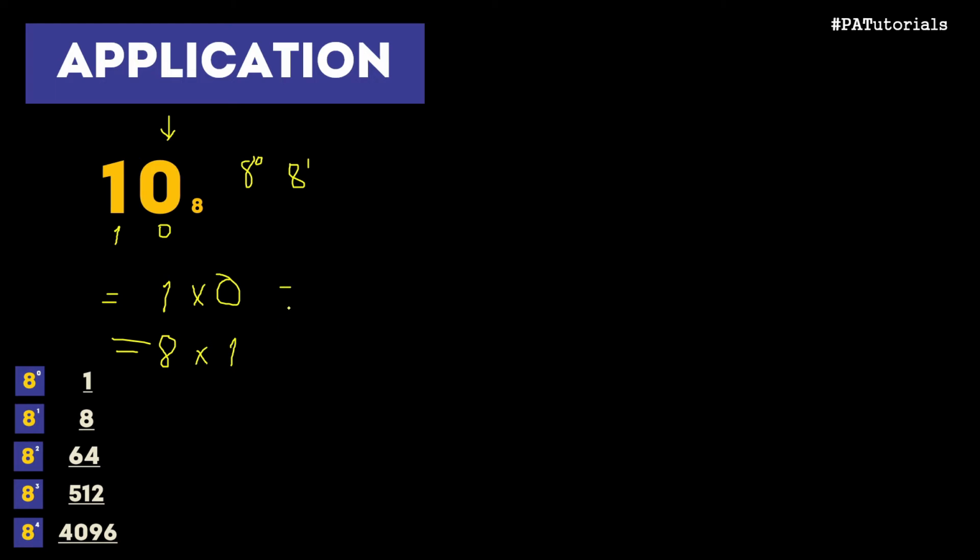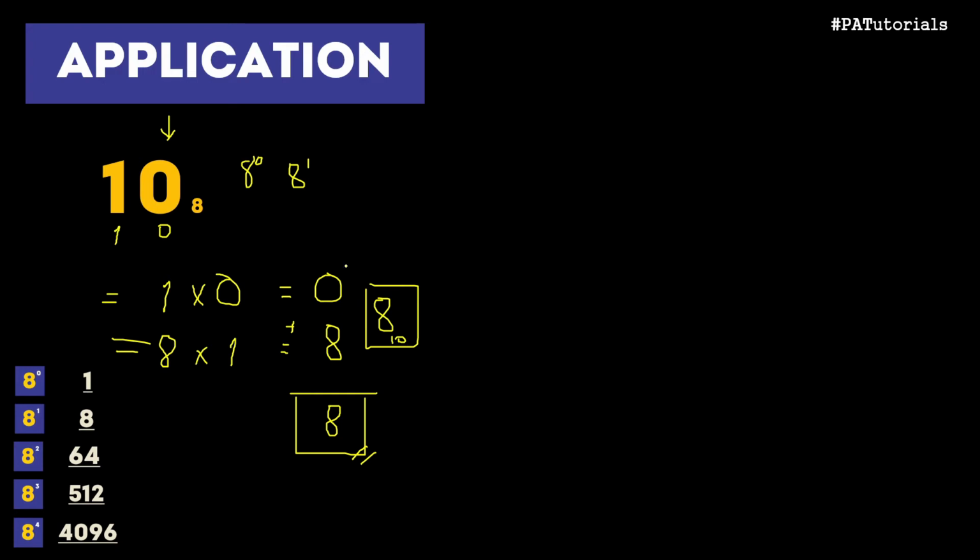Now, pagsamahin natin tong values na to. So, 1 times 0, that would be 0. Then, 8 times 1, that would be 8. I-add lang natin sila, that would be 8. So, ibig sabihin, ang answer natin dyan would be 8 base 10. Okay?